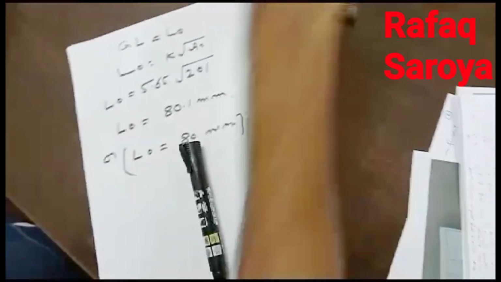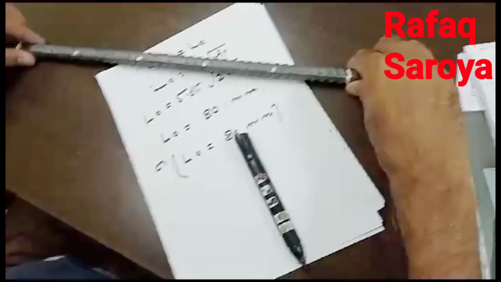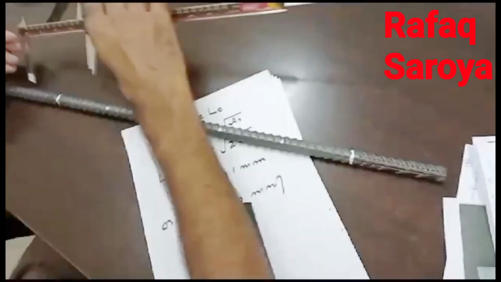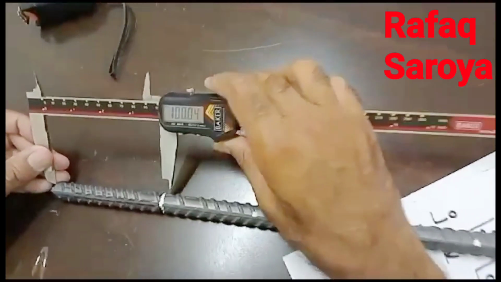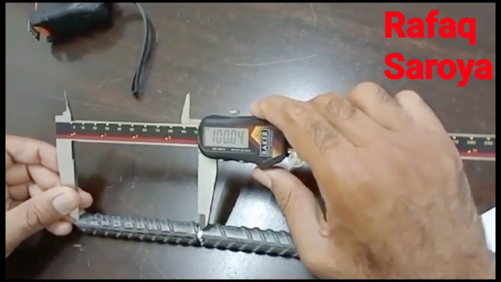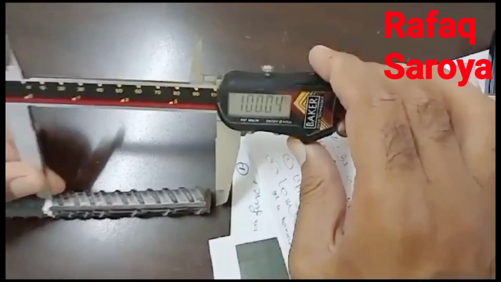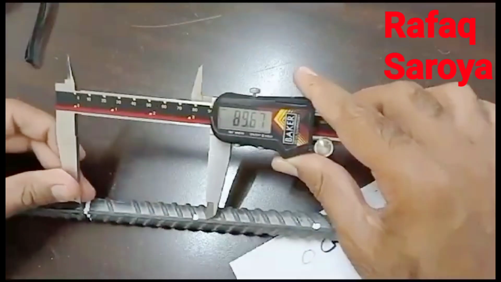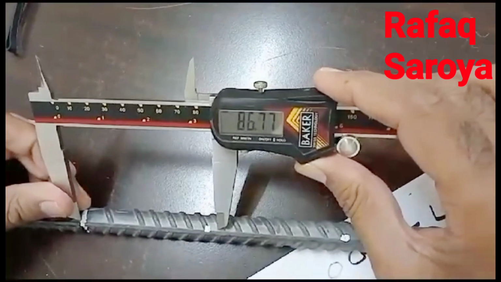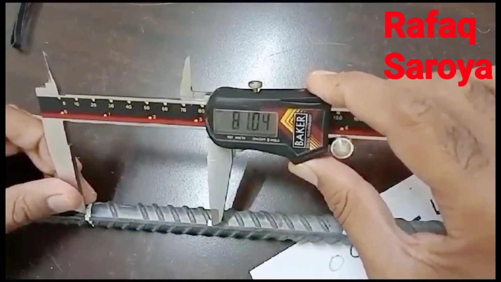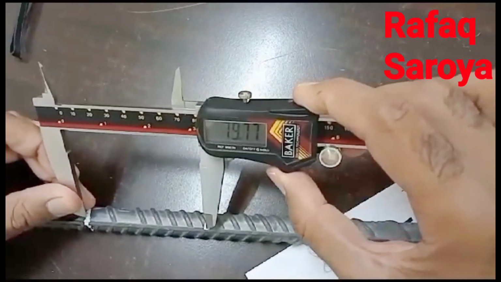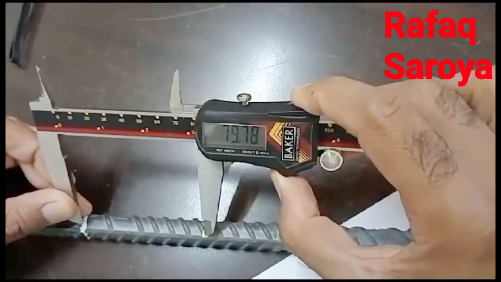Now I would like to show you all these marks that have been put on this steel bar. First of all, you see at the end this 10 mm to clamp the machine on one side, and this 10 mm to clamp the machine on the other side. Now this is our length, which is known as the initial length, which is equal to 80 mm.